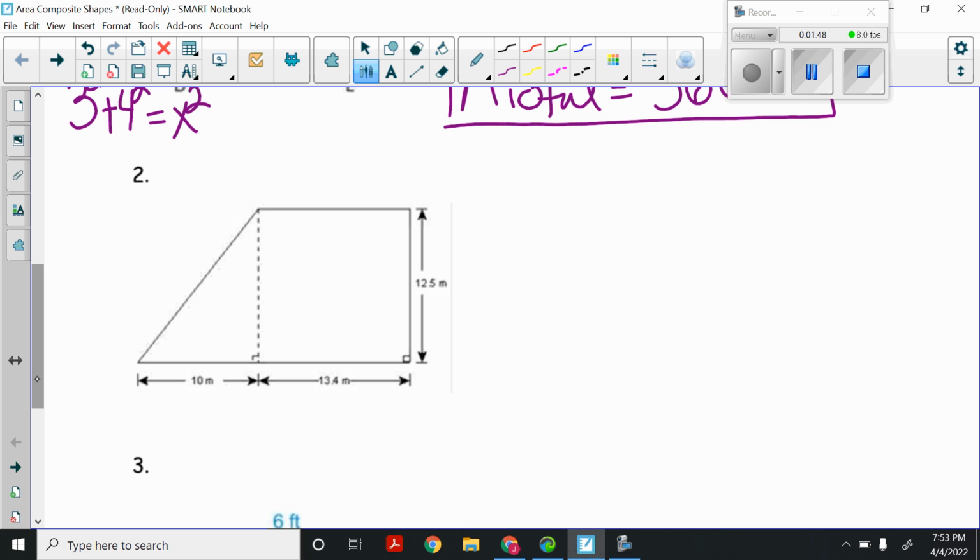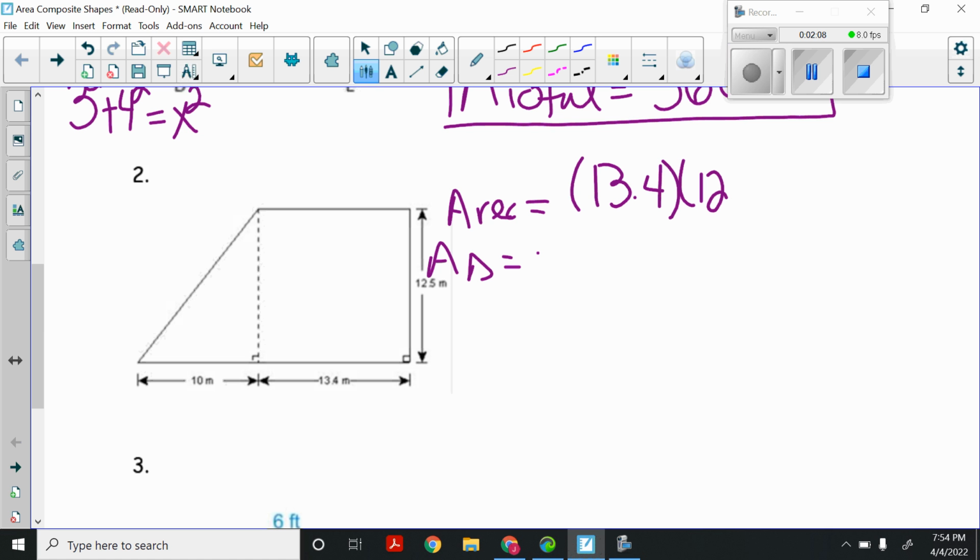Number 2, again, this is not any shape that we recognize right off the bat. So I can, again, do area of rectangle, area of the triangle. So the rectangle is 13.4 times its height, 12.5. So when I multiply those, let's see, I get 167.5.